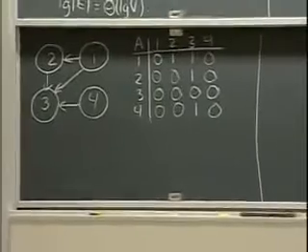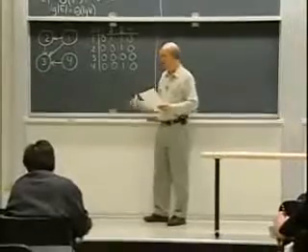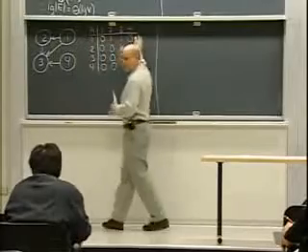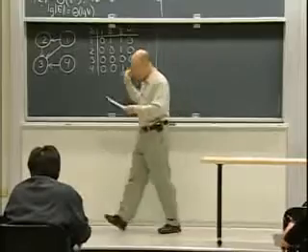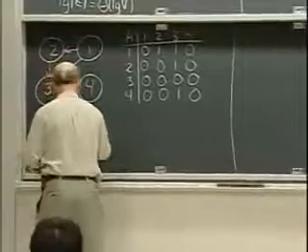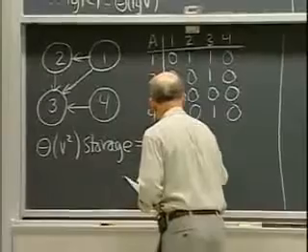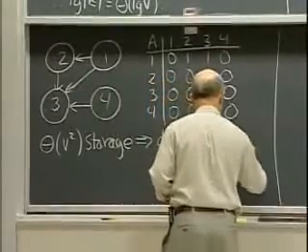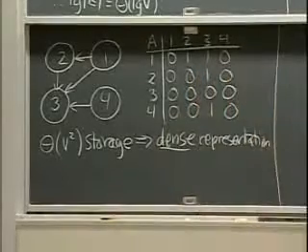Okay? And so I can represent a graph as this adjacency matrix. When I represent it in this way, how much storage do I need? Okay, n squared or V squared, because the size is the same thing, V squared storage. And that's what we call a dense representation. It works well when the graph is dense.